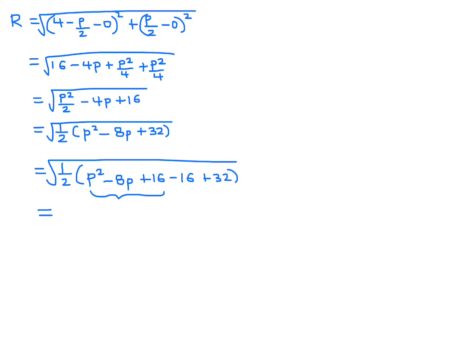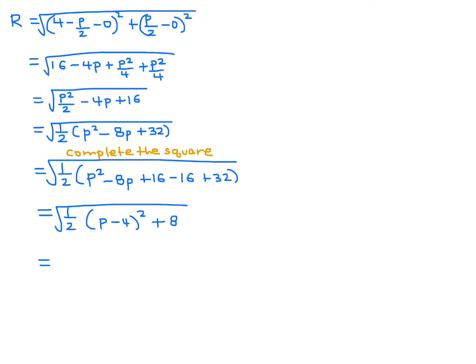And now that allows you to factor those 3 terms. So this becomes 1/2 (P minus 4) squared. And then this part is 16, but when you kick it out of the brackets, don't forget to multiply by a half, so to make it 8. So that's called completing the square, and I'm sure some of you know that. Most of you should know that.